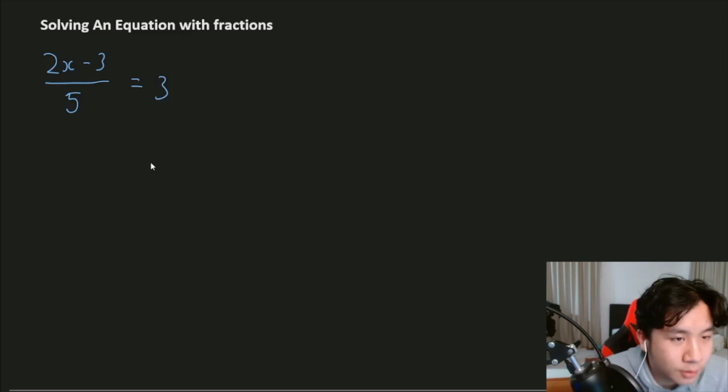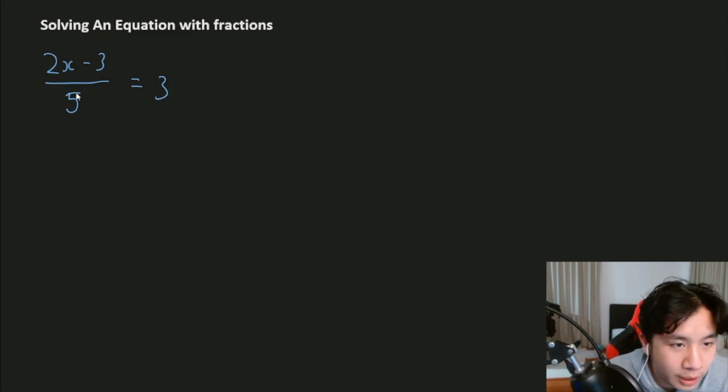Alright, so last equation, we have 2x over 3 minus 5 equals 3. Same thing as before, you want to do the opposite of this over 5 here. So you times both sides by 5.